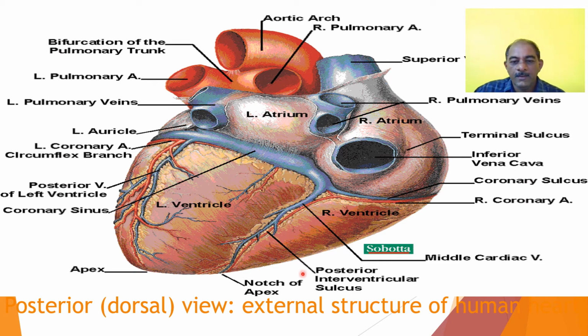So interventricular sulcus is present. Due to this interventricular sulcus, the heart is divided into left and right. Here, inferior vena cava is also present. Terminal sulcus is present. Coronary sulcus is also present here. That is the dorsal view of heart.